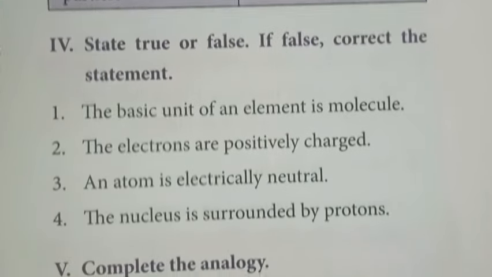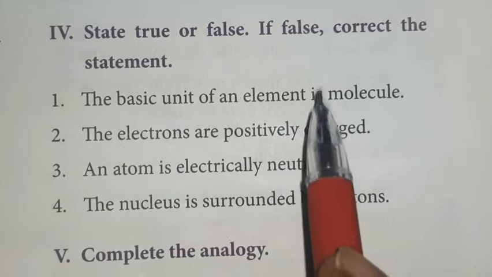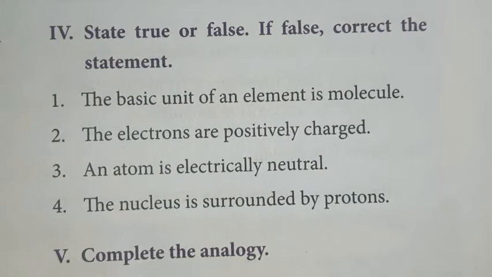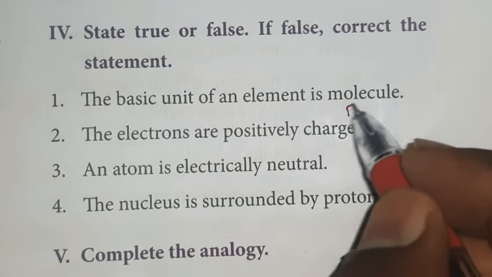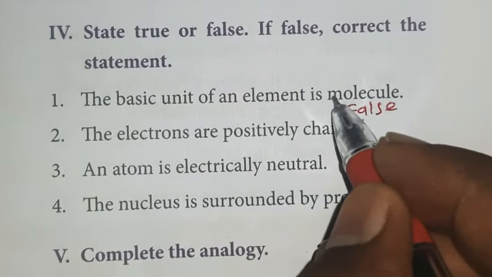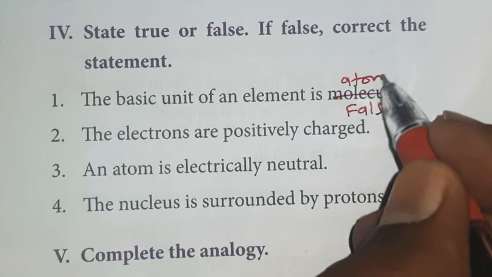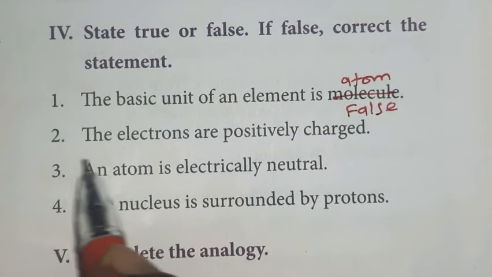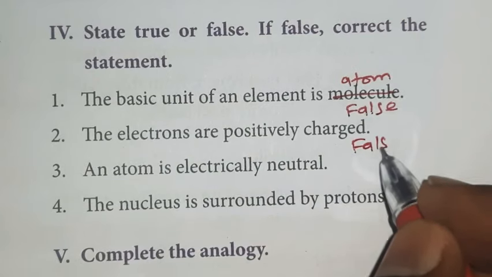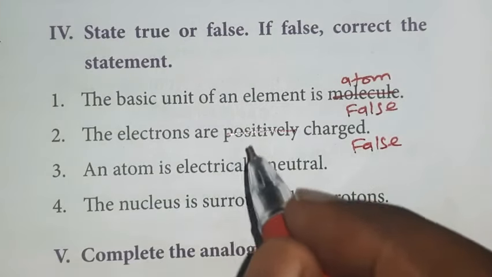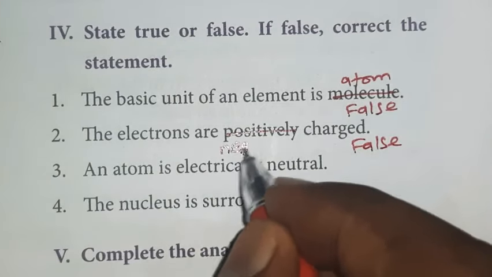Next part, fourth one, say true or false. If false, correct the statement. The basic unit of an element is molecule. False. Instead of molecule, atom should come. Second one, the electrons are positively charged. False. Instead of positively, negatively should come.